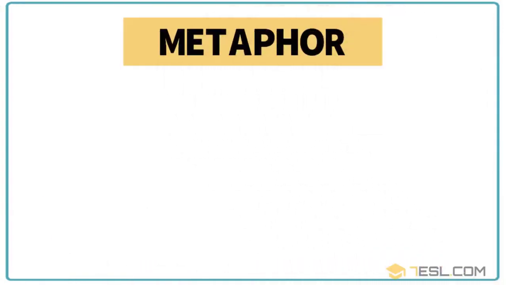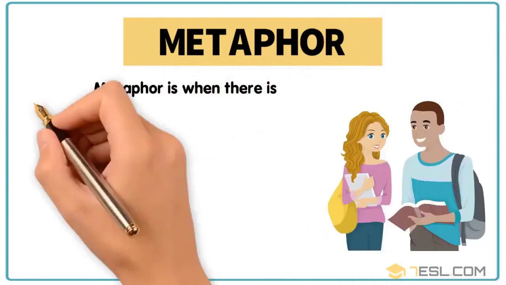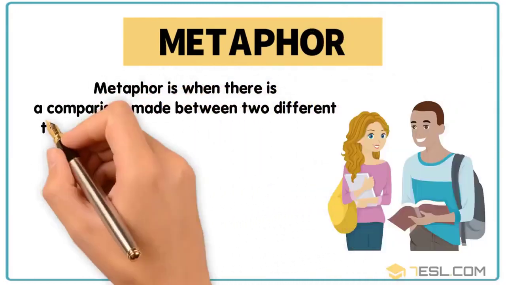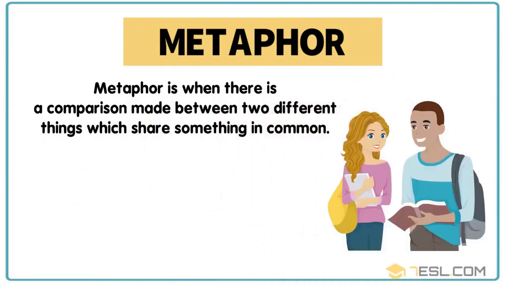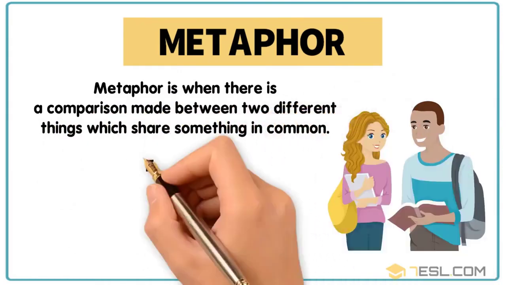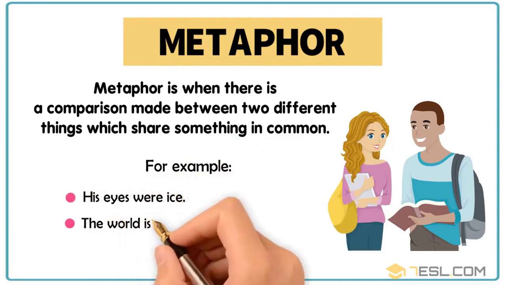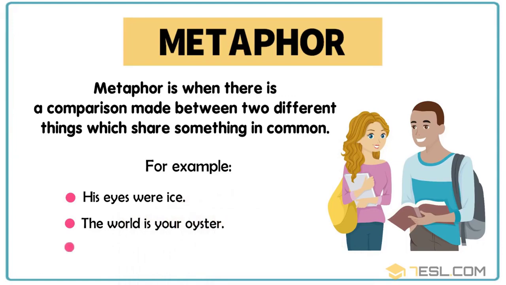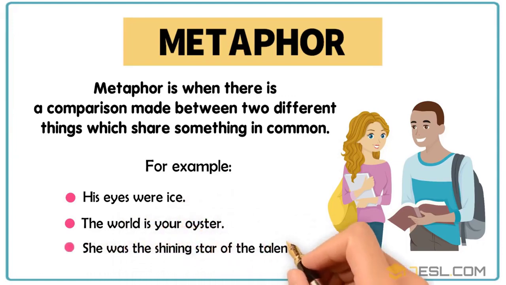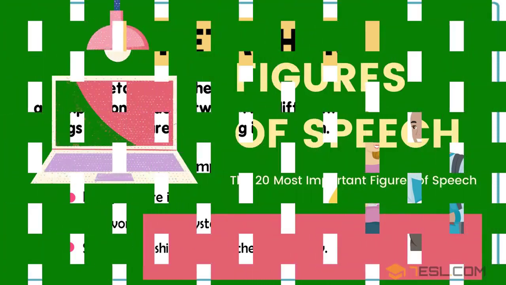Metaphor. Metaphor is when there is a comparison made between two different things which share something in common. For example, "His eyes were ice." "The world is your oyster." "She was the shining star of the talent show."